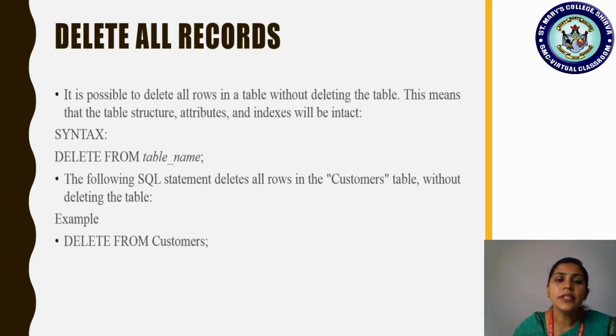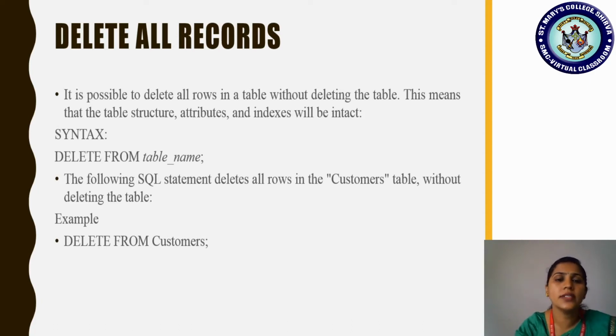This means that the table structure, attributes and indexes will be intact. So you can simply remove all the records, and it doesn't delete the table name or the table structure. While creating a table, whatever structure we have defined, like customer ID, the data type is numeric or varchar, customer name varchar, customer contact name varchar, postal code numeric, these definitions will not be harmed, only the records will be removed.